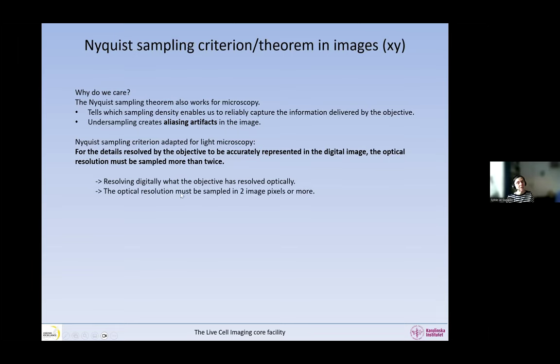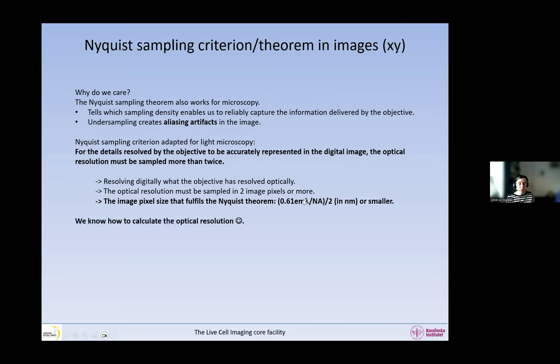So the optical resolution must be sampled in two image pixels or more. Basically, the image pixel size that fulfills the Nyquist criterion is the optical resolution divided by two or smaller. So we could put 3 points, we could put 4 points. That means we have very, very tiny image pixels, but we cannot have less than 2 points.